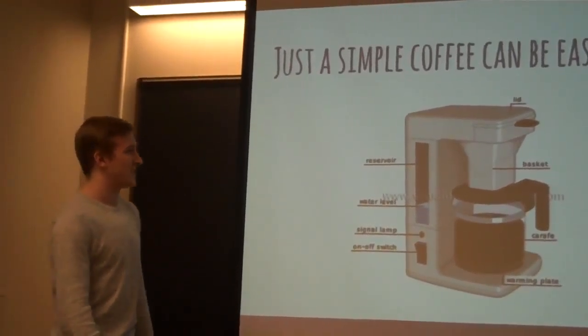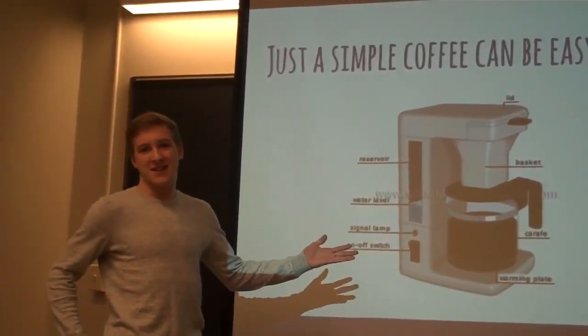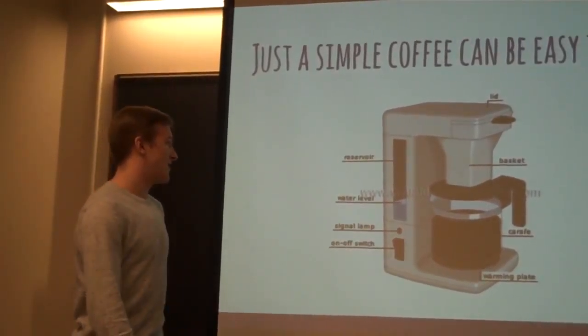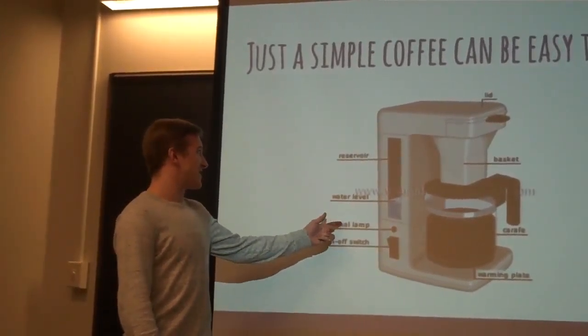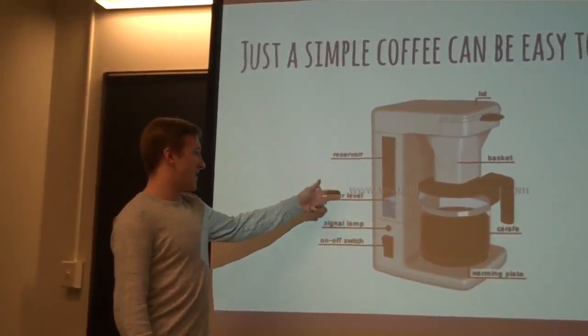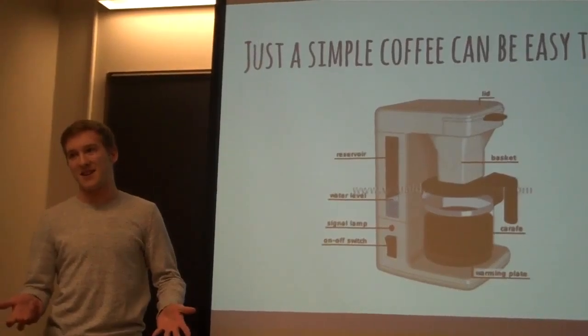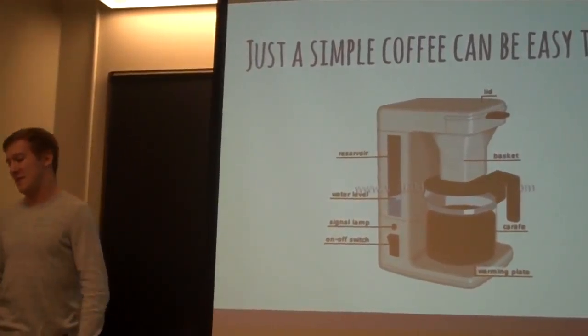The older you get, like this is a coffee maker, and this is a definition of what a coffee maker looks like and what's on a coffee maker. So you have your on and off switch, your signal lamp, your reservoir, and then your water level, which tells you how much water is in there, which is how many cups of coffee you're going to make. But then it can also get a little bit more complicated.